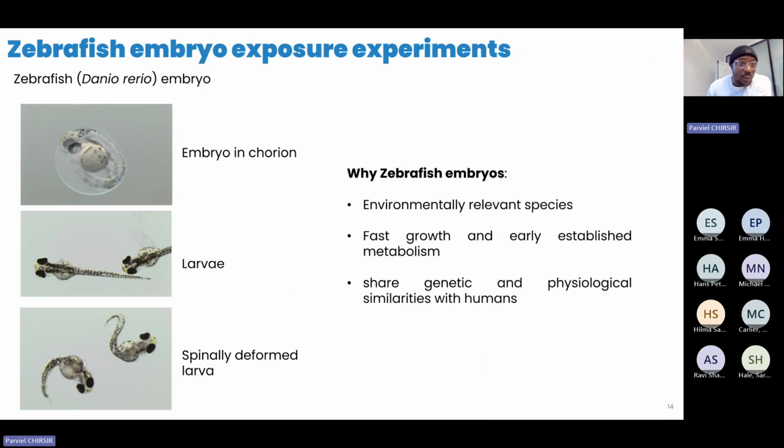The next part was to perform the zebrafish exposure experiments. The reason I use zebrafish in this case is because zebrafish are environmentally relevant species. They are freshwater organisms, and they also grow quite fast and have an early established metabolism. Also, zebrafish share genetic and physiological similarity with humans, so the results are translatable.